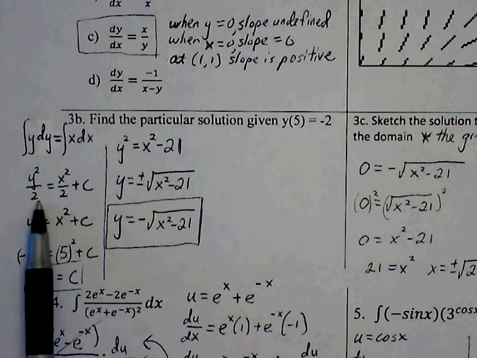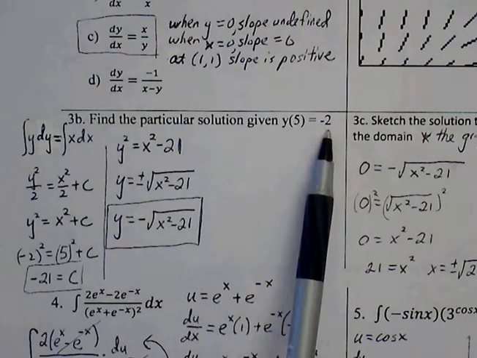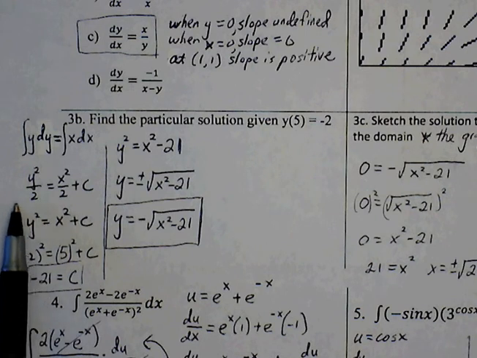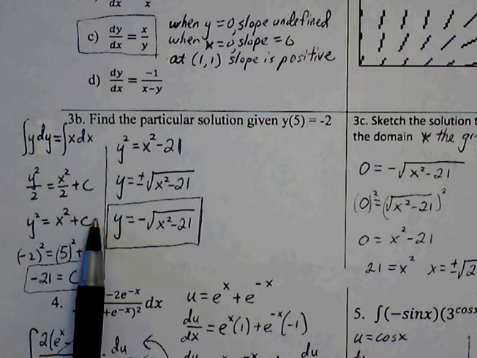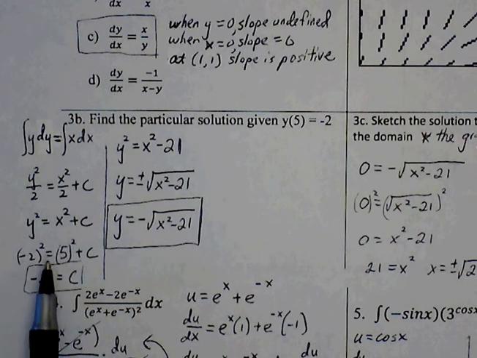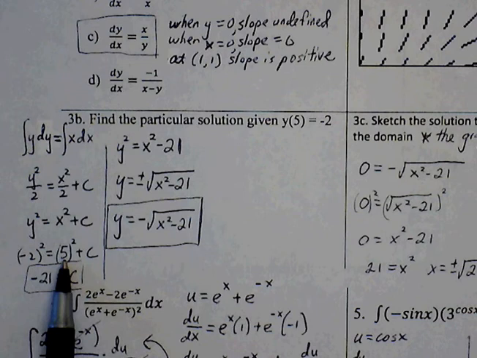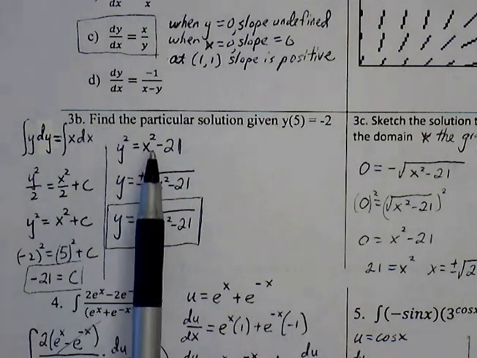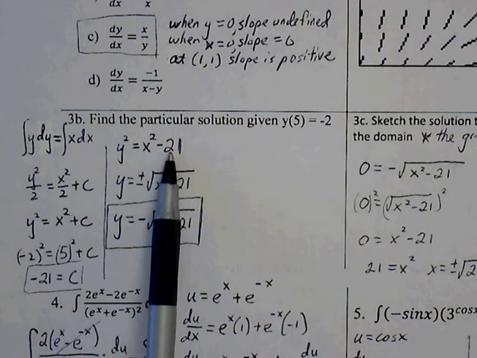And we can go ahead and plug in the ordered pair (5, -2), or what I decided to do here was to multiply everything through by 2 first, and then plug in -2, 5. So (-2) squared is 4, 5 squared is 25. Subtract that from both sides, we get C is equal to -21. So therefore y squared is equal to x squared minus 21.